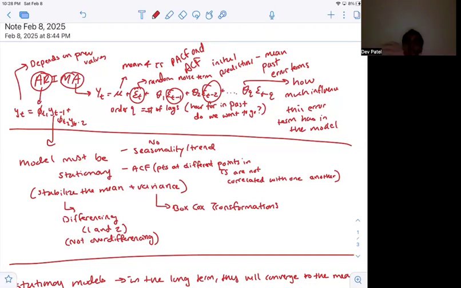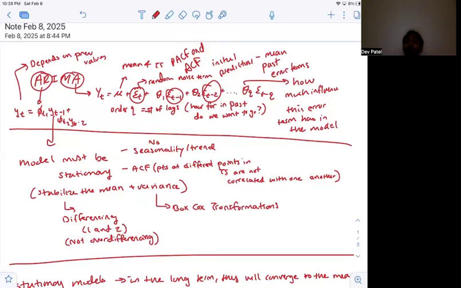And so those are the two main components as we discussed. Moving average relates the errors to the forecast. Autoregressive relates the previous observations to the forecast, and the number of terms, the number of lags that we want in each, is dependent upon the PACF and ACF.